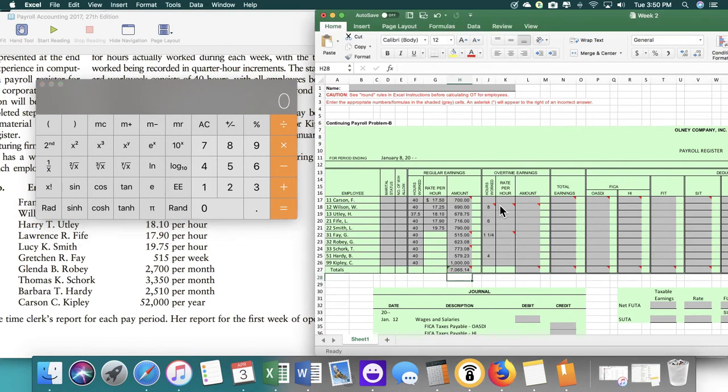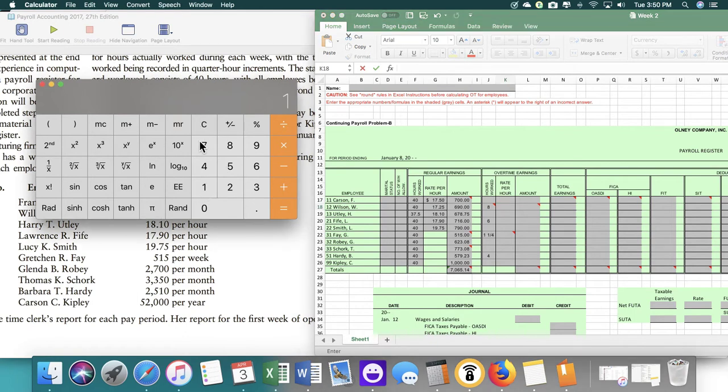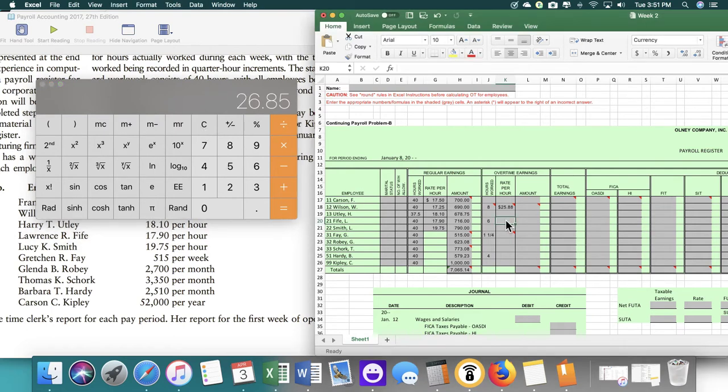So now we need to figure out the overtime rate per hour. So we have $17.25 times 1.5 gives us $25.88 with rounding. So it's $25.88. $17.90 times 1.5 gives us $26.85.